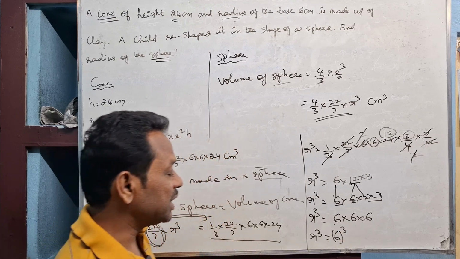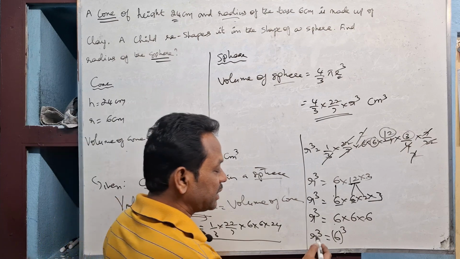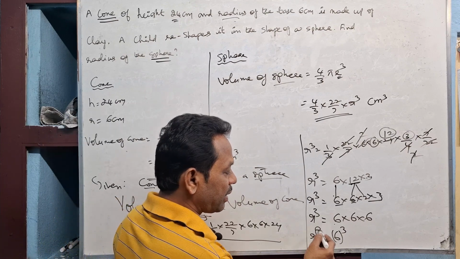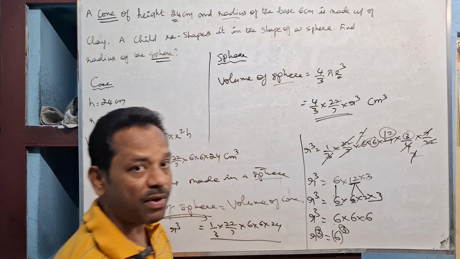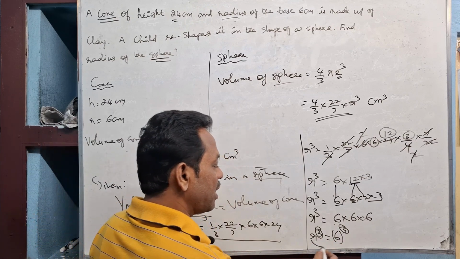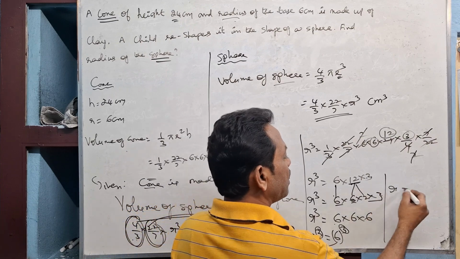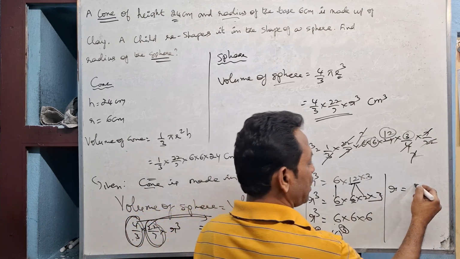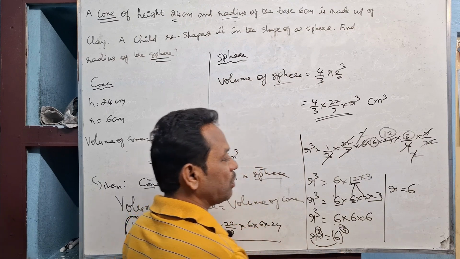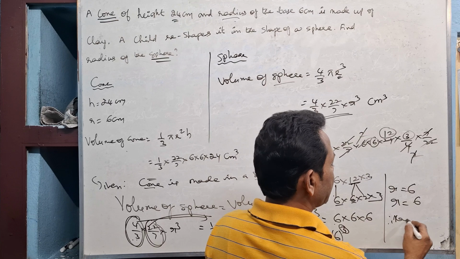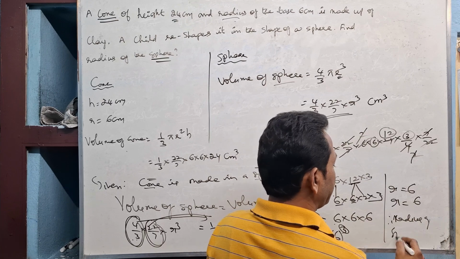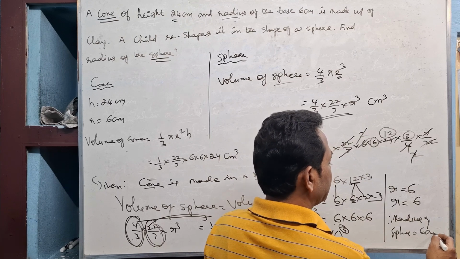Now, children, just look at this RHS and LHS. In the RHS the power is 3, and in the LHS also 3. The powers are the same, so immediately I can say the value of the base is 6. The base on that side is r, so r equals 6. So the radius of the sphere equals 6 centimeters.